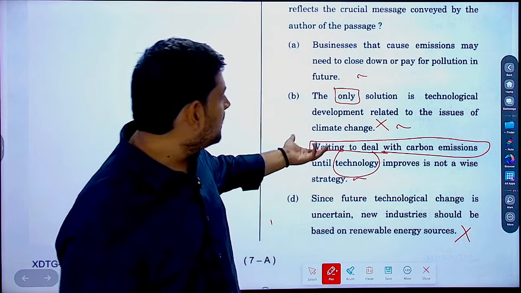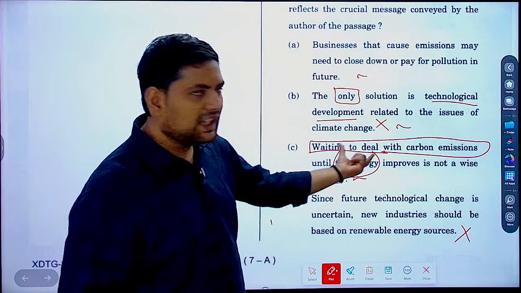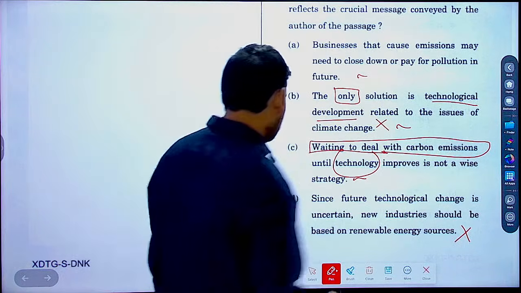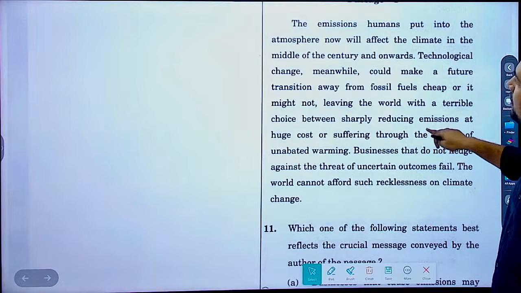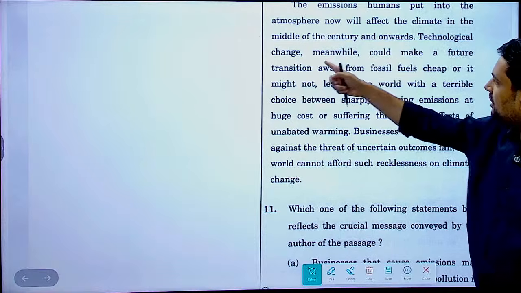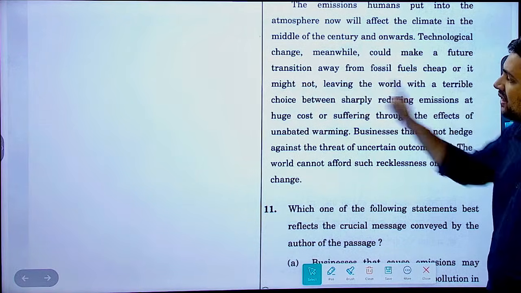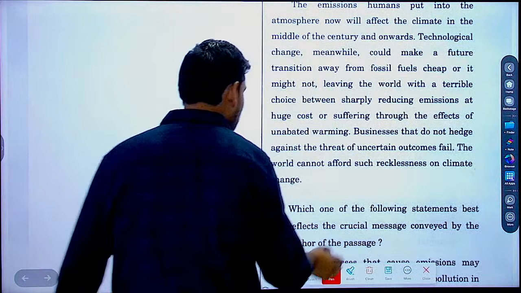So either it is about technological development being the only solution, or waiting for the technological development to come is not a very wise strategy. Now if you read this whole passage, the emissions human put into the atmosphere will affect the climate in the middle of the century and onwards. Technological change meanwhile could make a future transition away from fossil fuels cheap, or it might not. What does this mean?